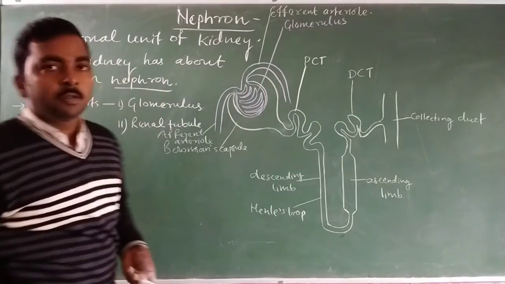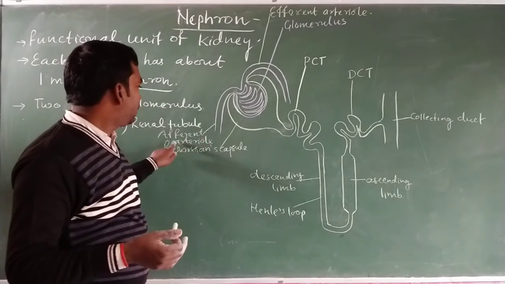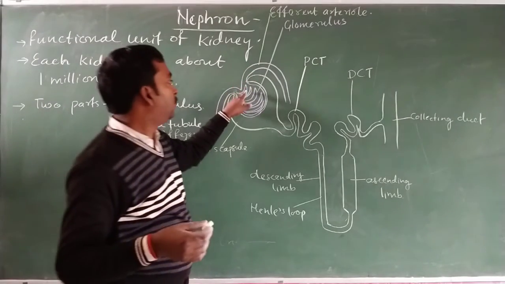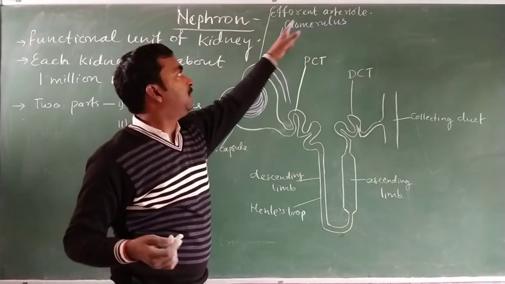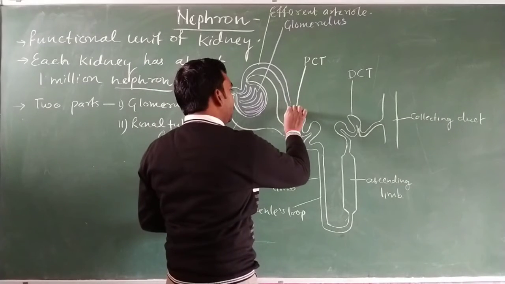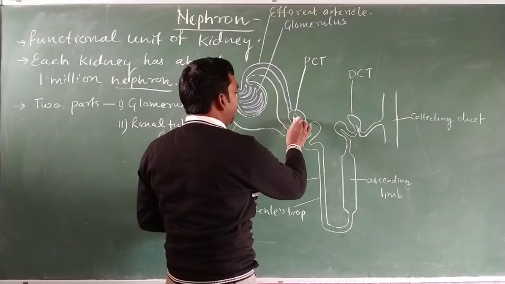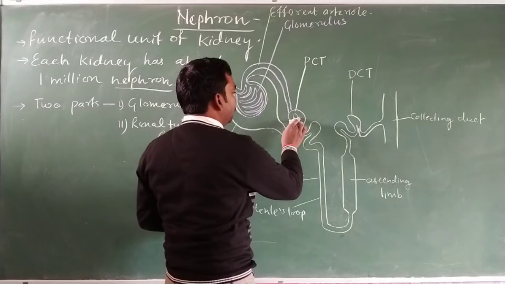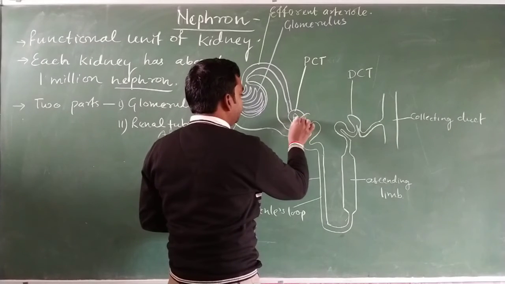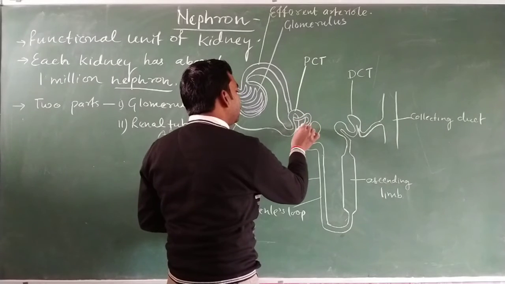It means the artery which carries blood towards the Bowman's capsule is known as afferent arteriole, while the artery which carries blood away from the Bowman's capsule or away from the glomerulus is known as efferent arteriole. Then this efferent arteriole again makes a coiling around the tubular part of the nephron.